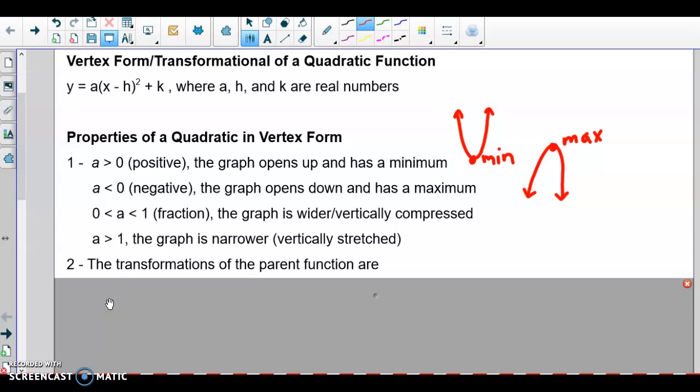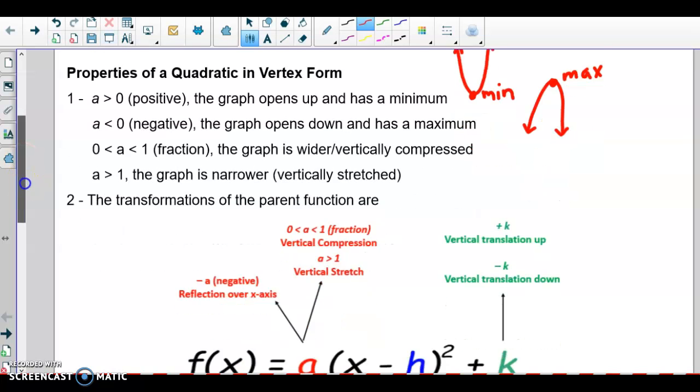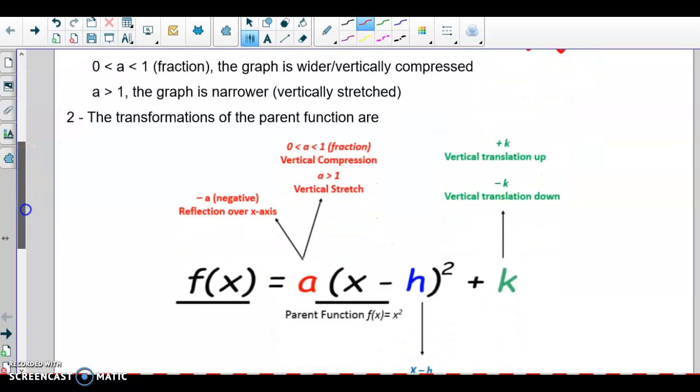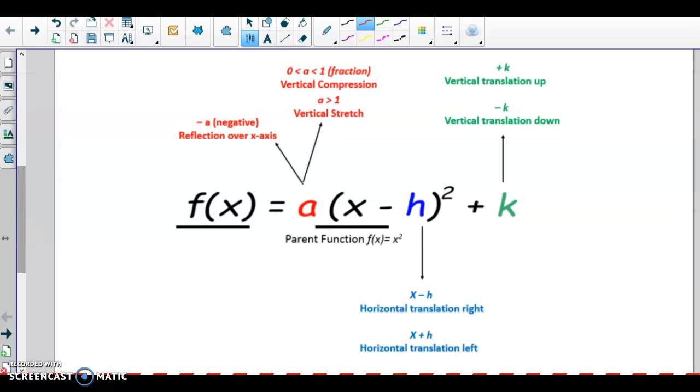We also know the transformations of the parent function, and I think these are already written in your notes for you. We already know what all the A, H, and K do to the parent function. We know A is either a reflection or a vertical stretch and compression. We know that H is a horizontal translation, opposite of what you think, right? If we see minus H, that moves it to the right. If we see a plus H, that moves it to the left. And we also know that K is a vertical translation up or down.